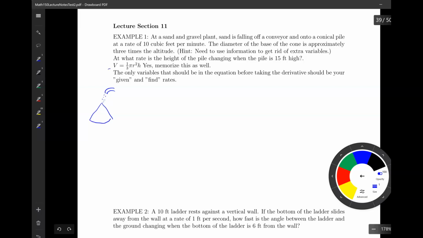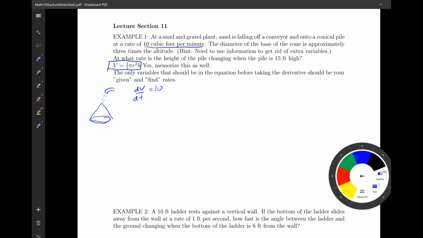All right, and this is the volume of a cone. You need to know that. Okay, so the bottom is round. This is the rate that it's falling, and by looking at the units, you can tell that's volume. So dV over dt is 10 cubic feet per minute.